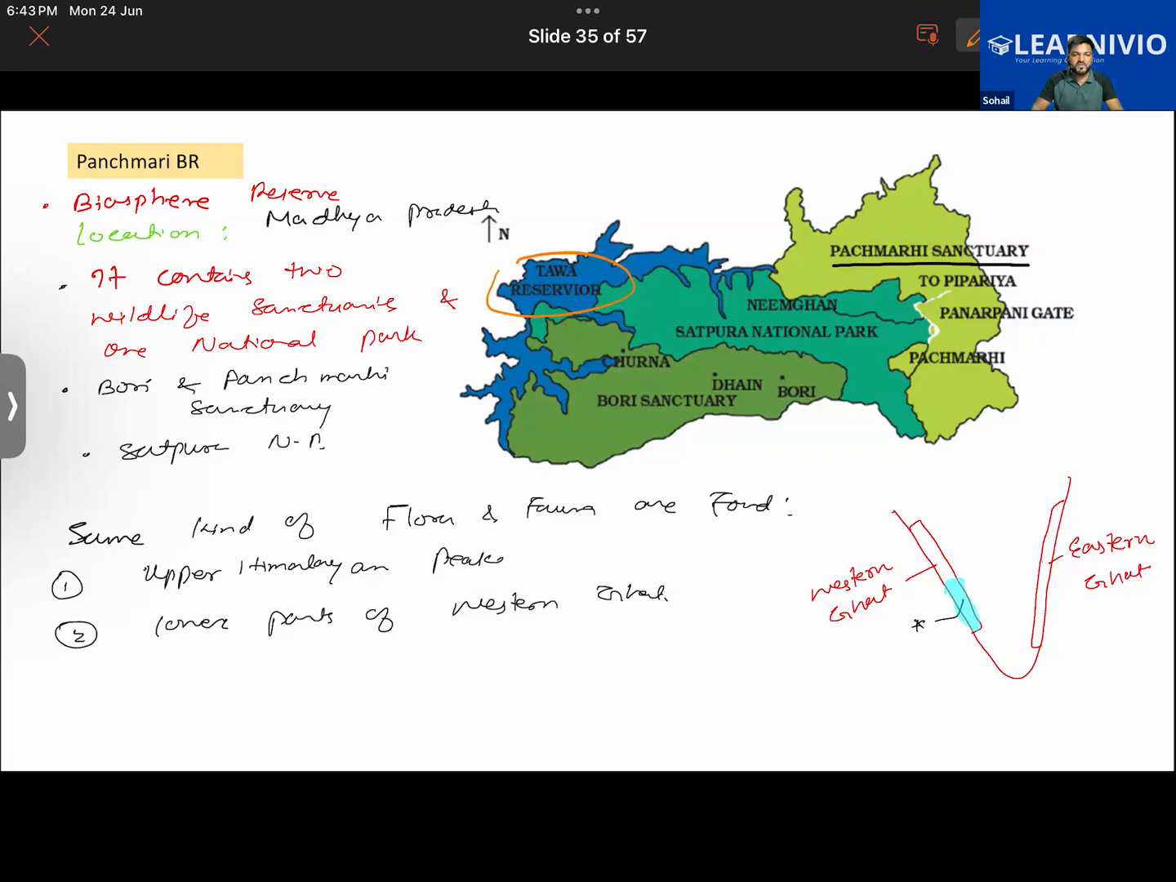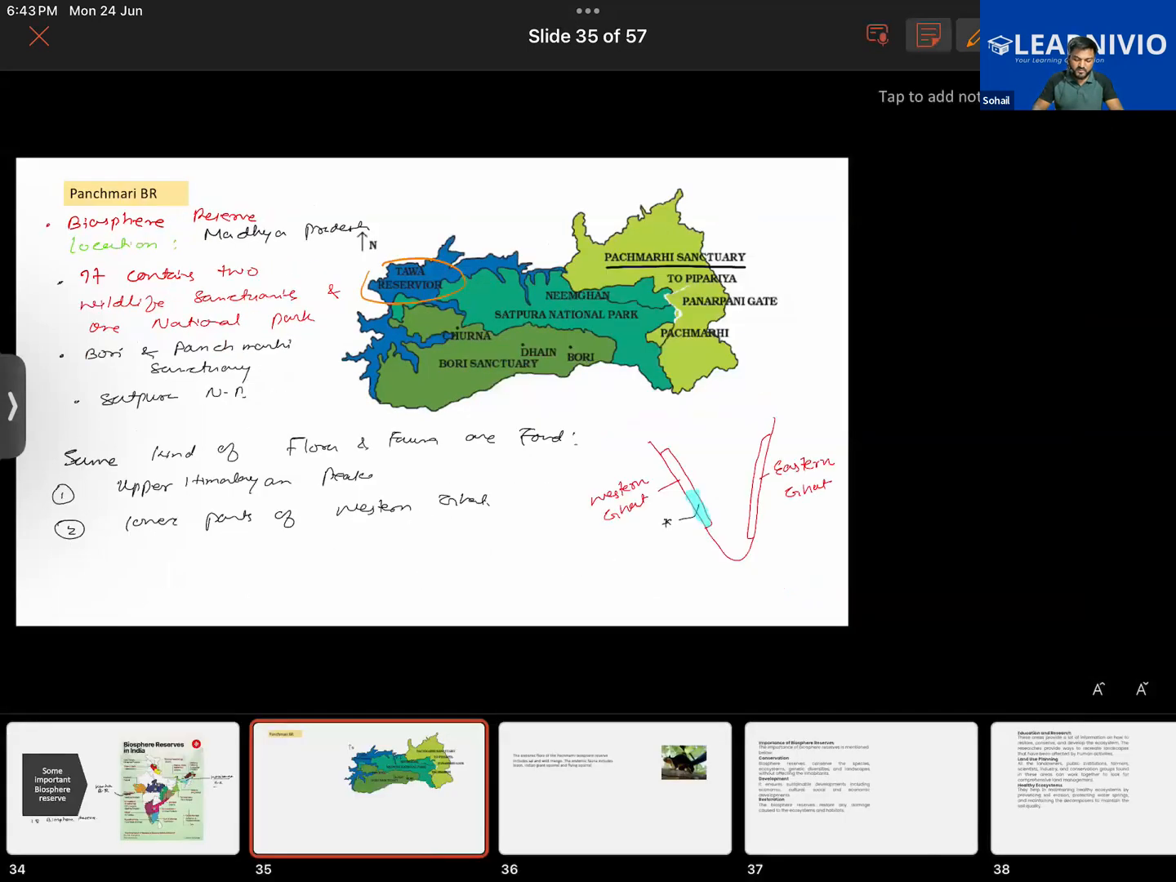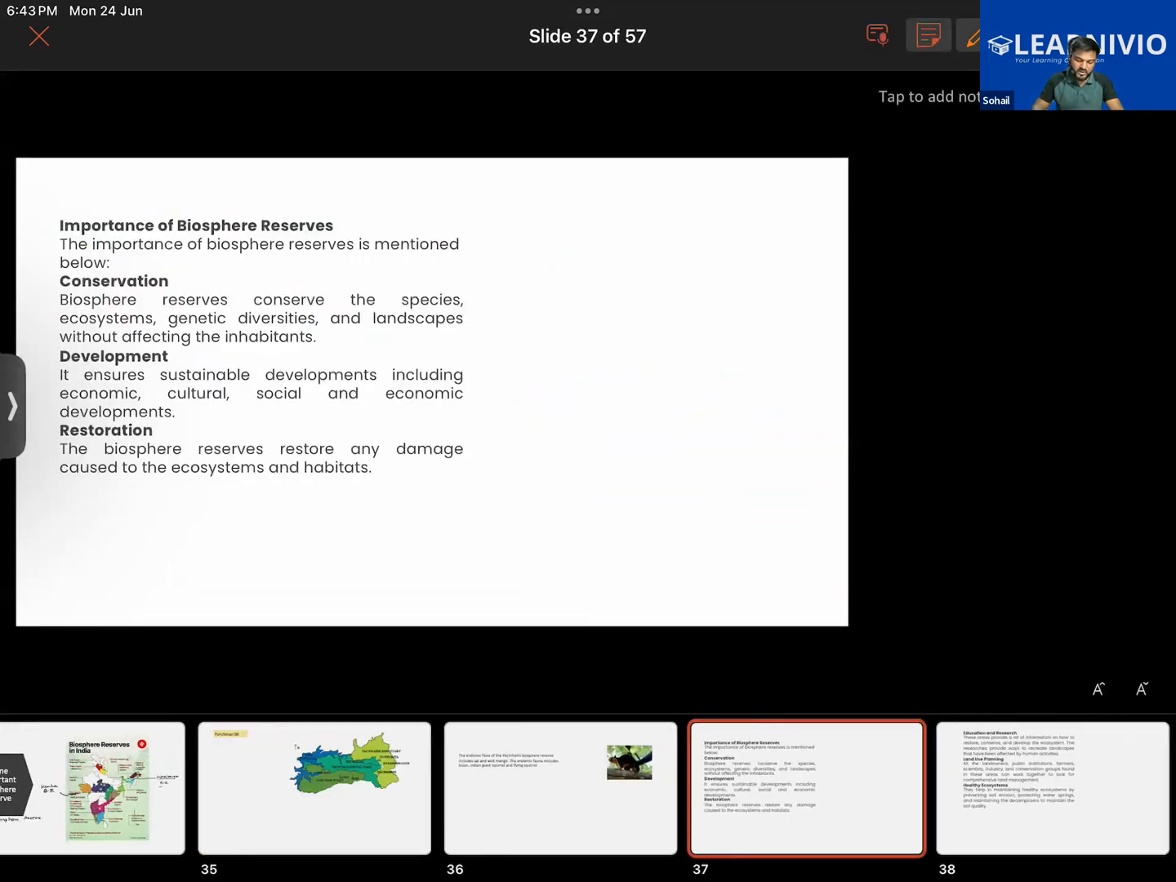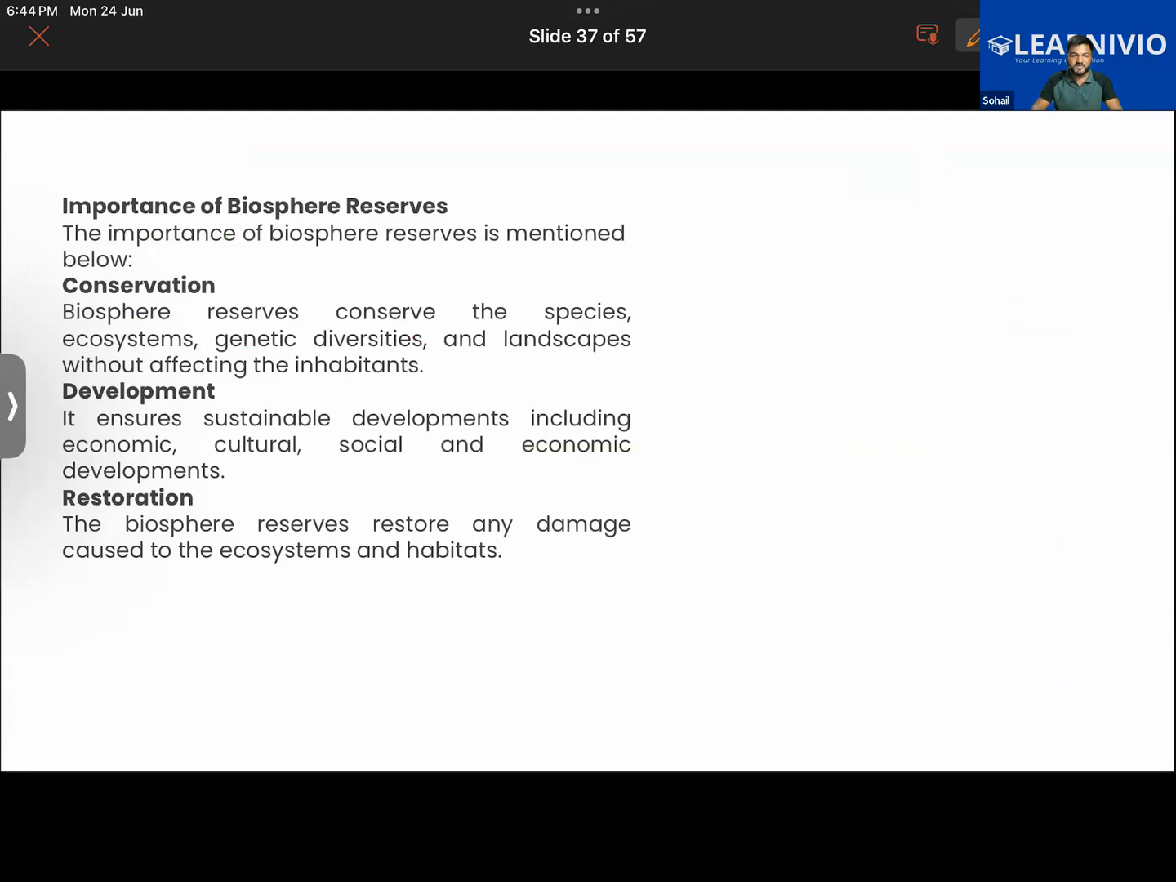So these are the important features of this Biosphere Reserve. Furthermore, we are going to learn about their importance and their role. How are they important? What is the role of the Biosphere Reserve? Biosphere reserves help us in the conservation of wildlife, of the plants and animals of a given area. When we preserve and protect them, we are also helping to maintain the biodiversity of that area, right?